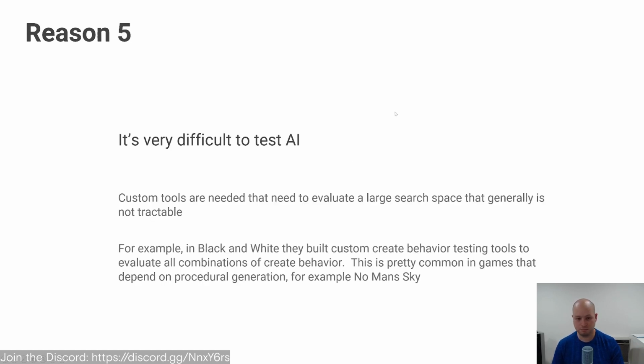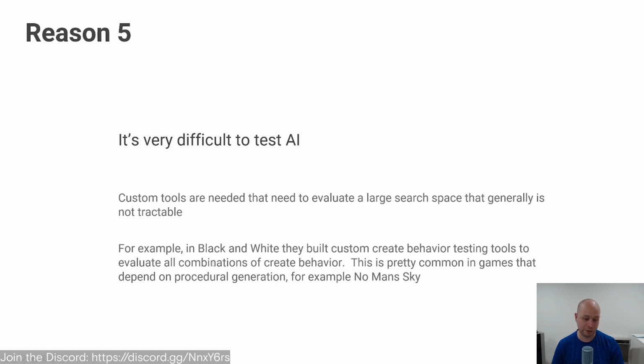Reason 5, it's difficult to test. A good AI is, by definition, stochastic and kind of random and has a lot of coverage, and really, really good AI attributes some non-zero probability to almost every possible option in the space of options that is available to it, and that means a very large search space, and that's generally not very tractable.